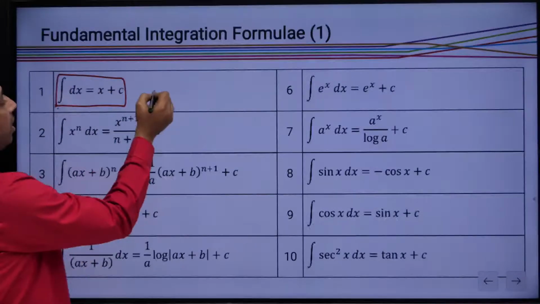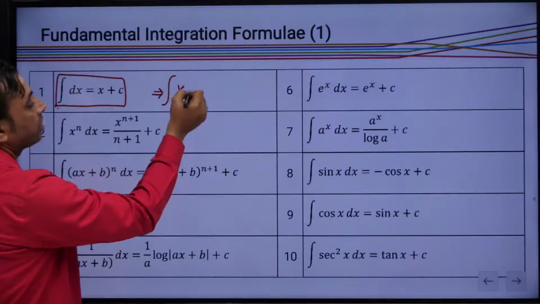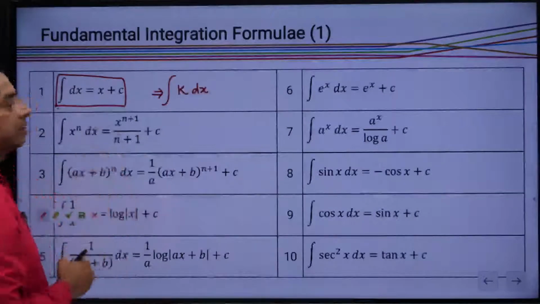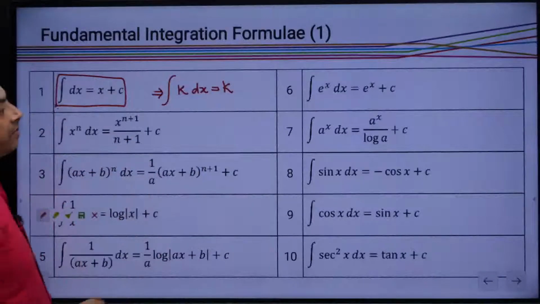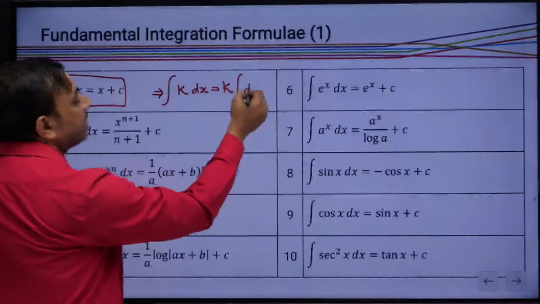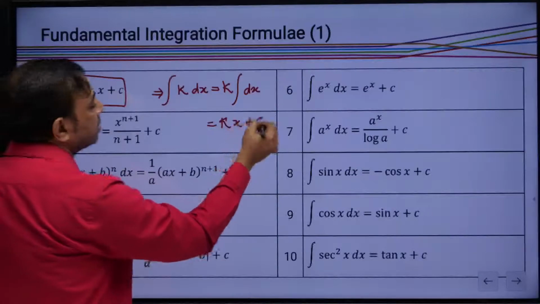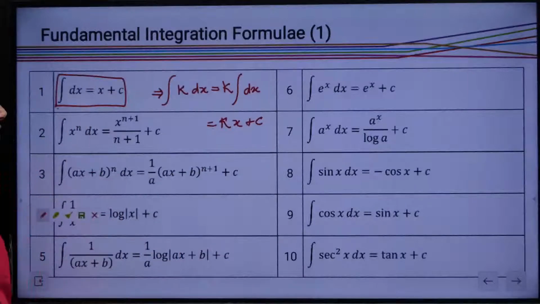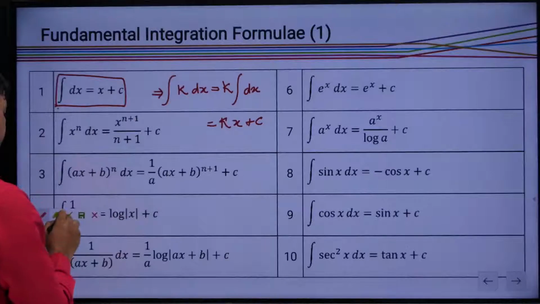And by this formula, we can have a general formula, the integration of a constant with respect to x. The constant can be taken out as per the property of indefinite integration, and I have to integrate 1 inside it. So the answer will be kx plus c. This is how this formula will be used.